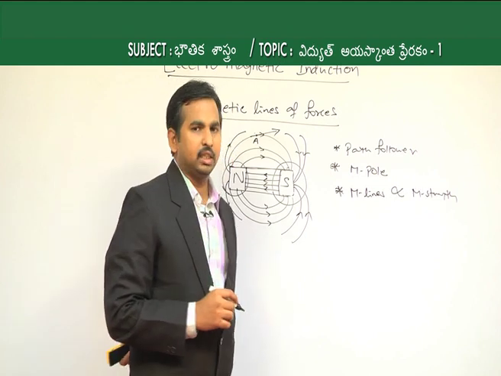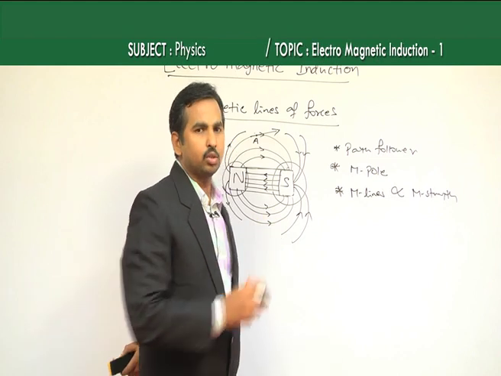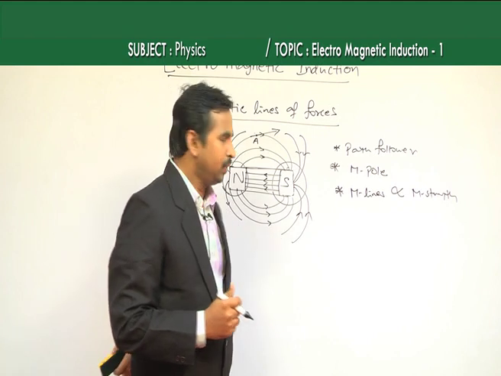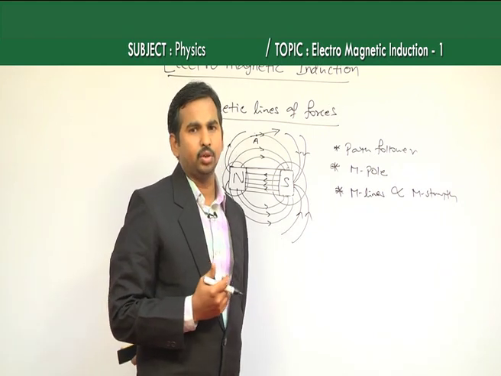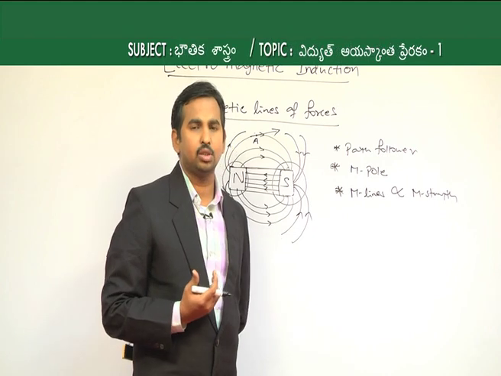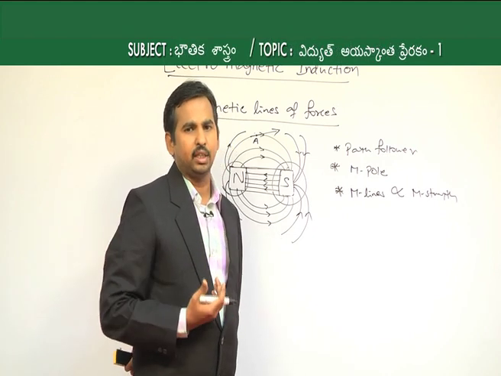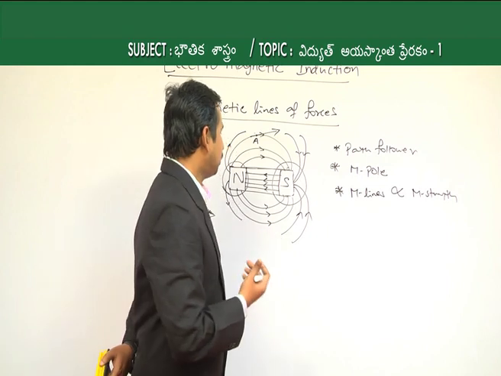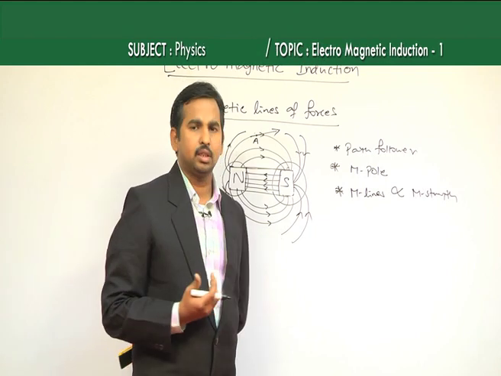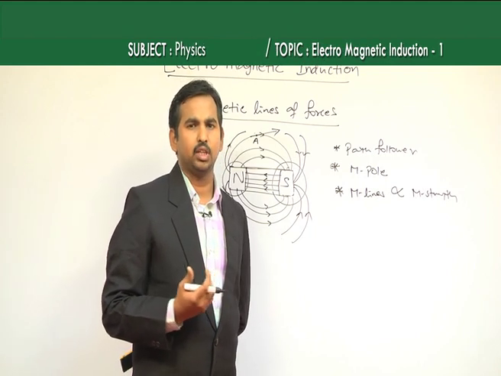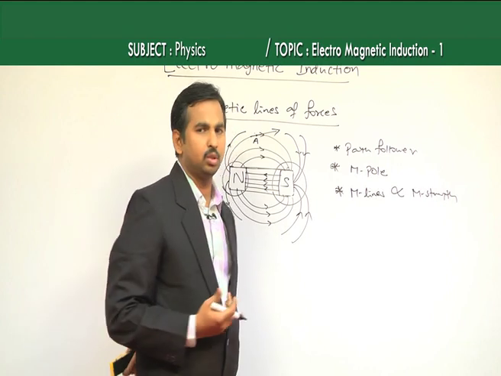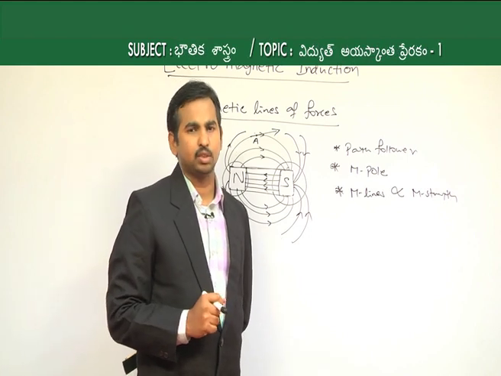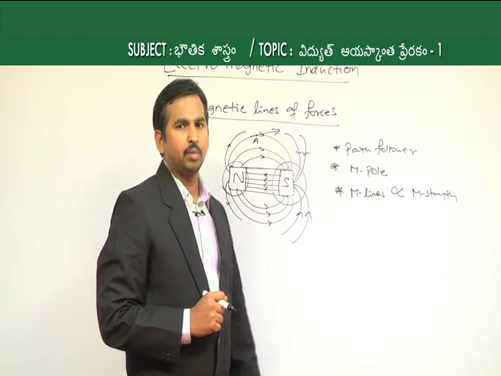And not only that, these magnetic lines of force are all closed curves. The tangent at any point on the curve of the magnetic lines of force gives you the direction of the magnetic field at that point. And the next one: we already saw that magnetic lines of force start from the north pole and end on the south pole outside the magnet, and go from the south pole to the north pole inside it. These are the properties of magnetic lines of force, particularly in the case of a bar magnet we are taking.